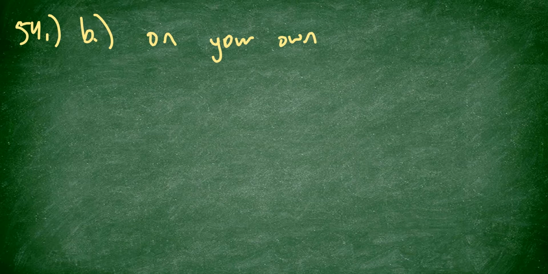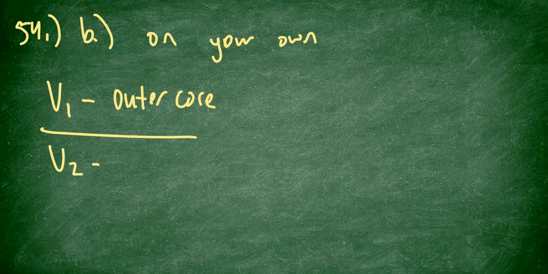So B is going to be on your own, but it's going to be very similar. You're going to have the volume 1, but this time that's going to be the outer core compared to the inner core.